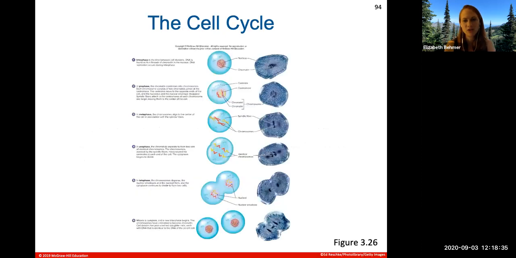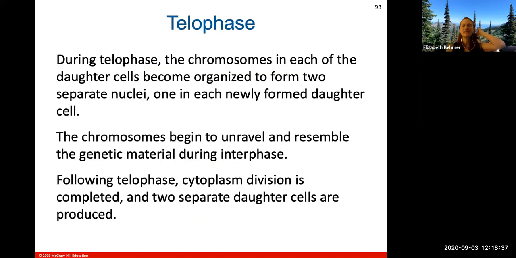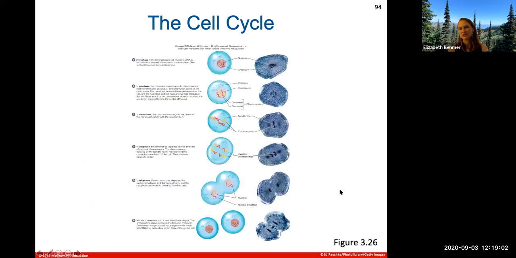And I wish I could show you there, we'll get to a picture here. And then telophase, the chromosomes in each of the 2 new daughter cells become organized to form 2 new separate nuclei, or a nucleus, one in each newly formed daughter cell. The chromosomes will begin to unravel and resemble what normal genetic material looks like. And following telophase, the cytoplasm will divide completely to create these 2 separate daughter cells.